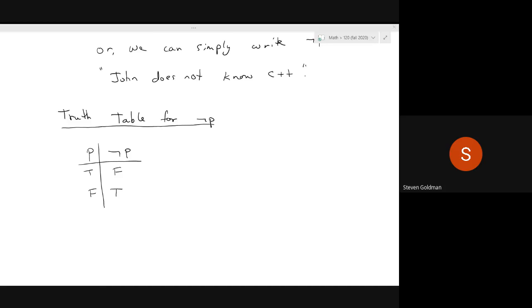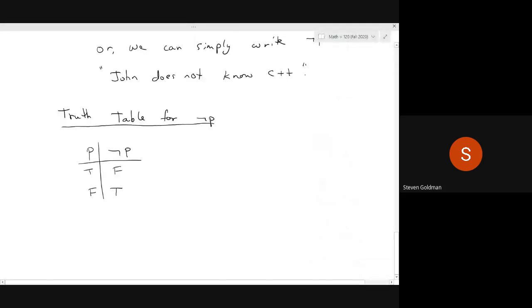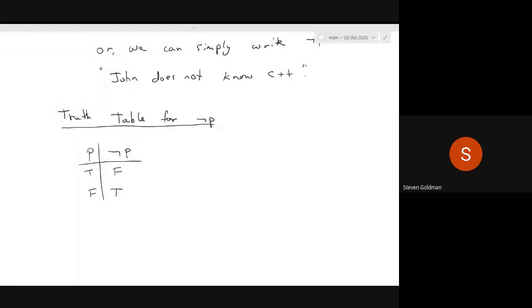So basically what I'm saying is, for any proposition P, let's say I don't know if it's true or false. Right now I'm just going through all the possibilities. P could possibly be true or it could possibly be false. What we're saying though is if P is true, then its negation will be false and vice versa.